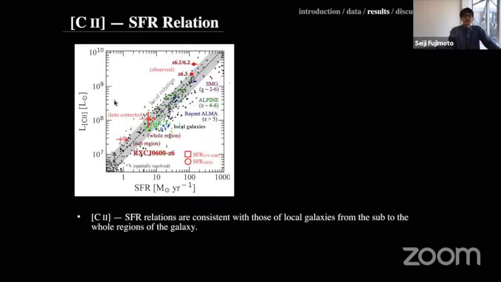Thanks to this unique system, we investigate the spatially resolved C2 line and star formation relation. After the lens correction, we find that both the sub and whole region of the galaxy show relations consistent with the local galaxy relation within the dispersion.